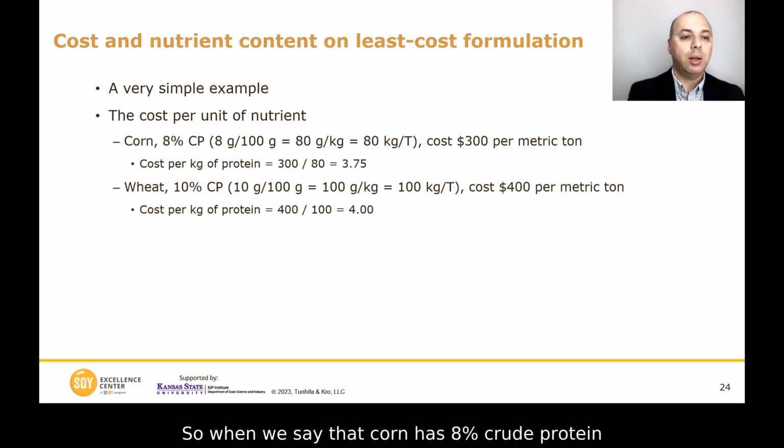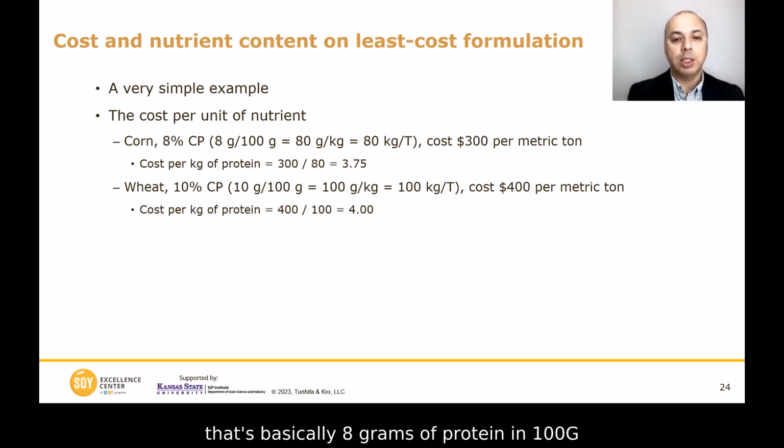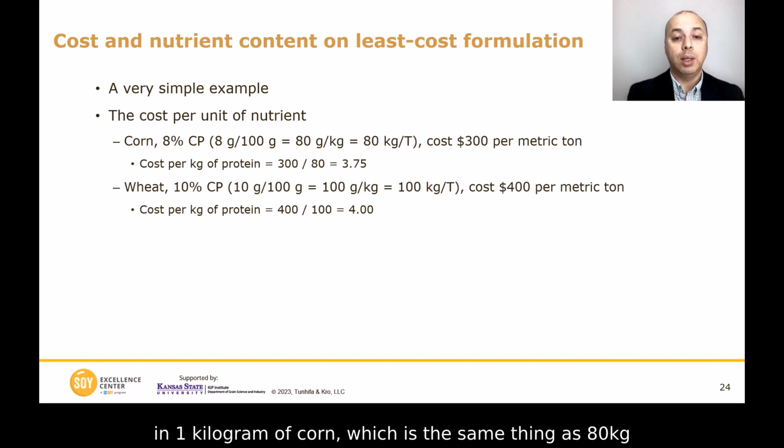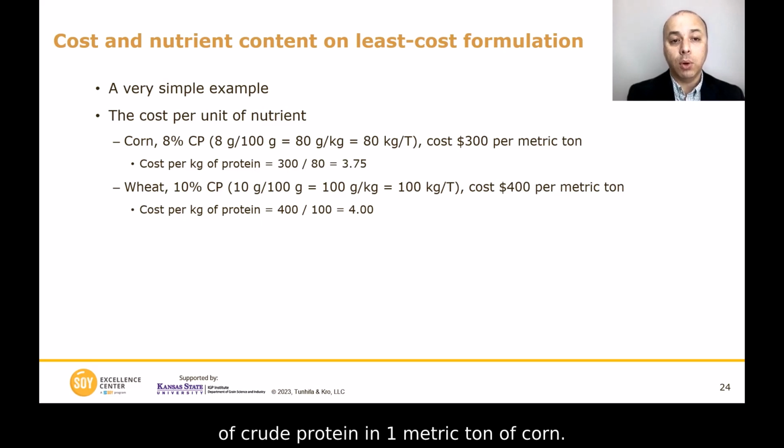So when we say that corn has 8% crude protein, that's basically 8 grams of protein in 100 grams of corn, which is the same thing as 80 grams of crude protein in 1 kilogram of corn, which is the same thing as 80 kilograms of crude protein in 1 metric ton of corn.